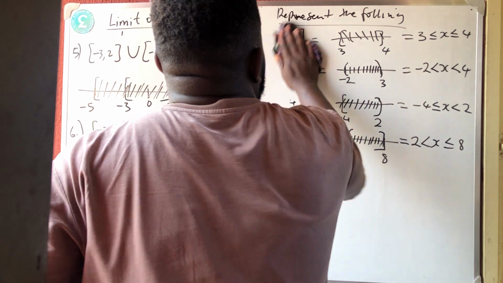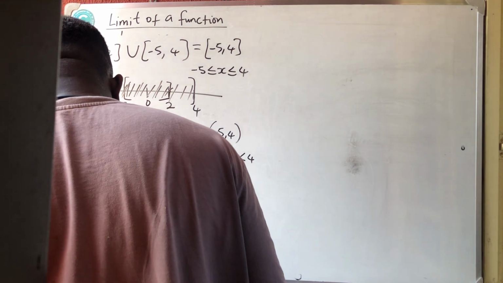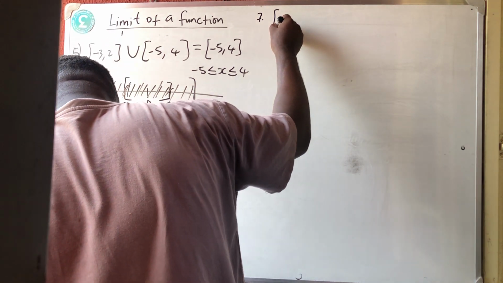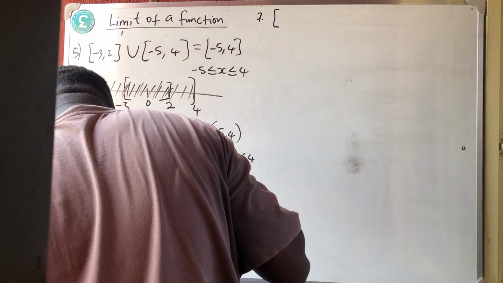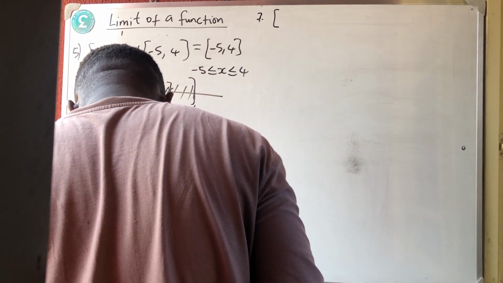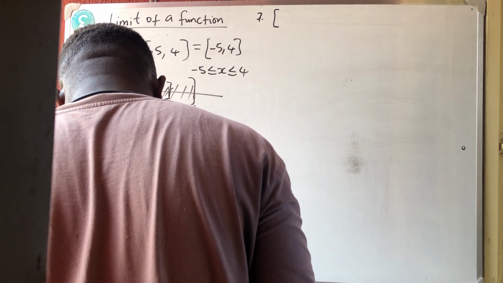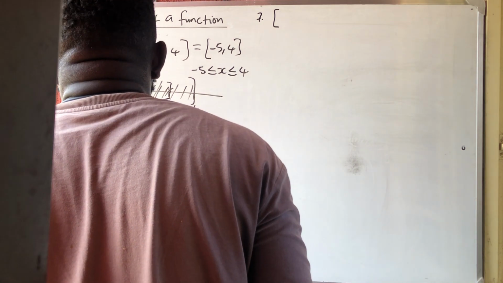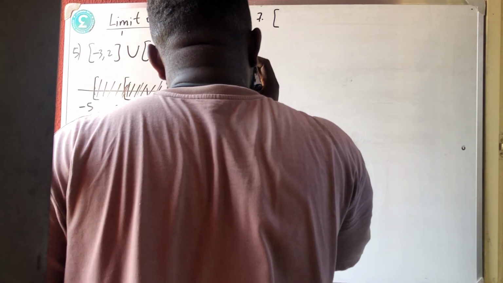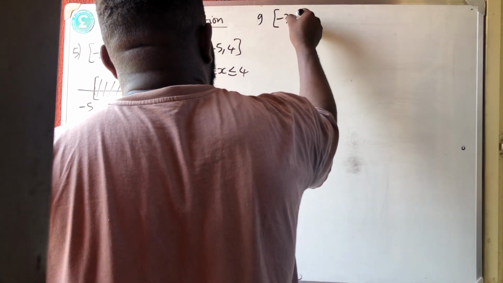Then number 7. Number 7, that is number 7. Number 7 says, number 7, where is number 7? Number 6. Okay, number 7. Which one did I do now? Okay, this is 1, 2, 3, 4, 5, 6. Okay, number 7. Number 7 is G. Okay, let me put it the way they are putting it. G said minus 3 comma 2.